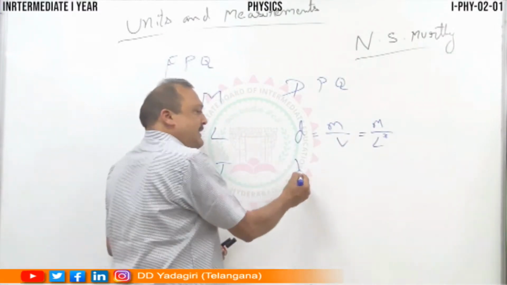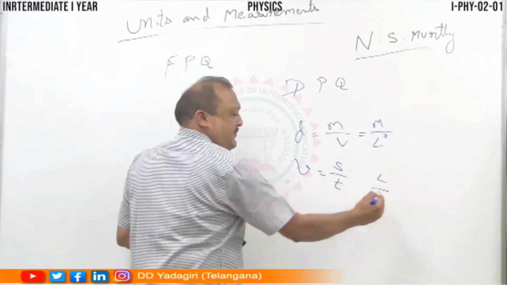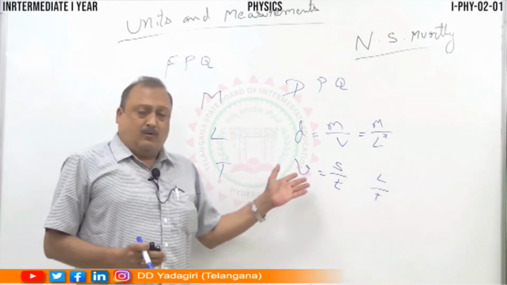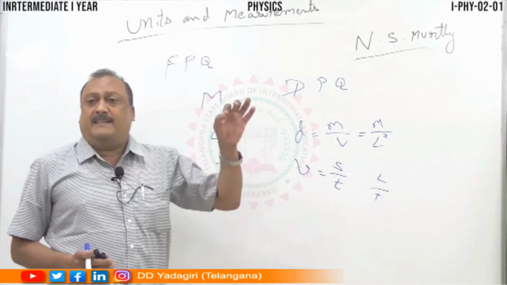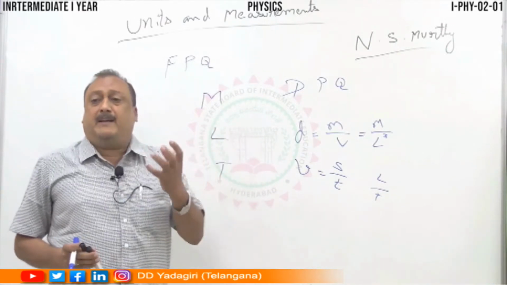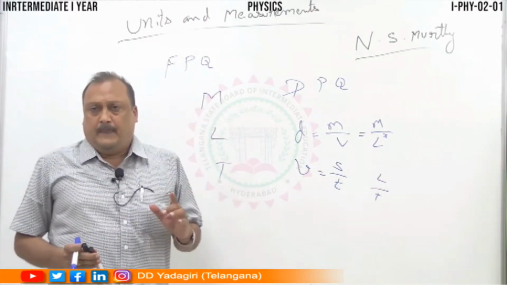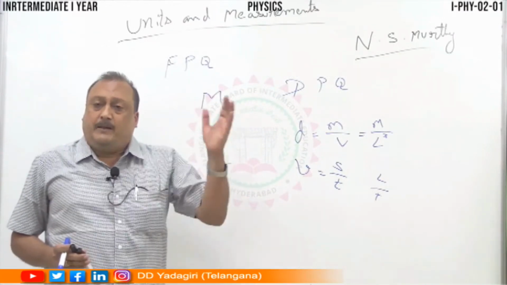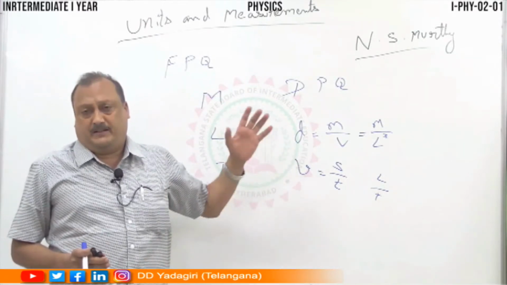For example, velocity, displacement by time. It depends on length and time. So, a physical quantity which depends on the fundamental physical quantities is called a derived physical quantity. Mass, length, time are independent physical quantities. That's why those are fundamental physical quantities. The physical quantities that depend on fundamental physical quantities are called derived physical quantities.